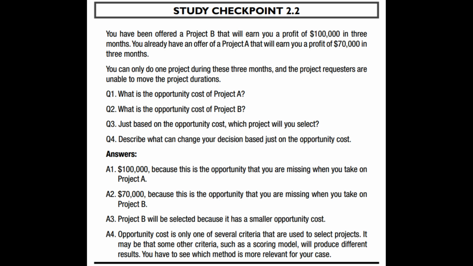Answers. A1. $100,000, because this is the opportunity that you are missing when you take on project A. A2. $70,000, because this is the opportunity that you are missing when you take on project B. A3. Project B will be selected because it has a smaller opportunity cost.